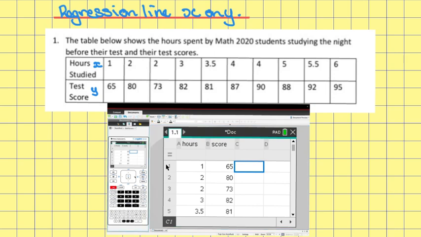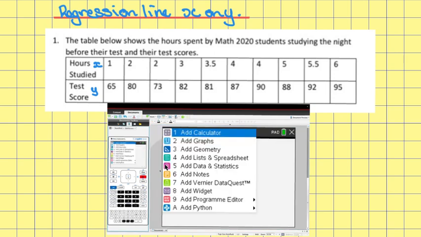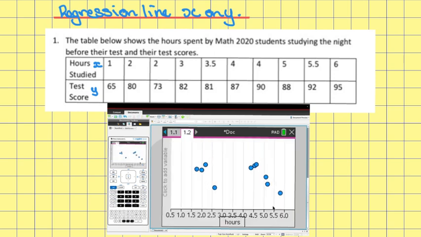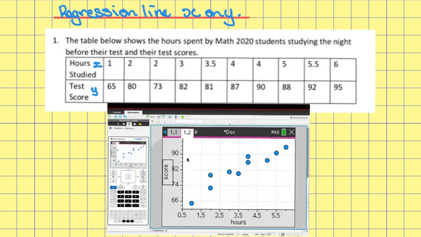Now I'm going to open a separate page. I want a data and statistics page, and if you can see, all my data suddenly appears, but it's very random. So now I'm going to tell the calculator what to do. On my x values, I want it to be hours, and my y values to be score. And there you go, it draws me a nice scatter diagram illustrating my data.